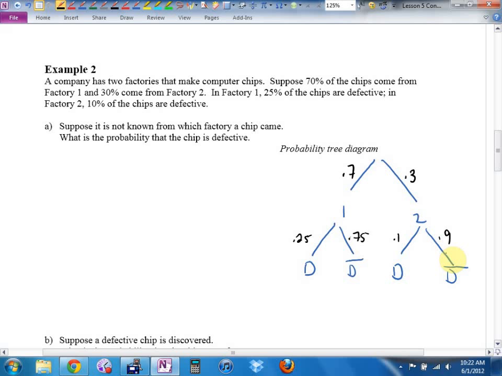Justin, what's A asking me to find? What it's asking me to find is not D given factory 1 or factory 2, because it says I don't know which factory, so it's just saying what's the probability it's defective. And I think that's going to be that branch or that branch. Those are the two that end in defective. Here we'll give our answer as a decimal, since they gave me stuff as decimals. It's going to be, again, Maria, multiply down, add across.